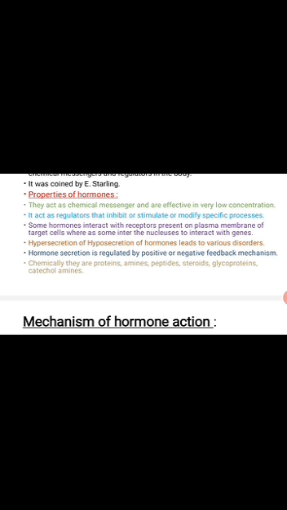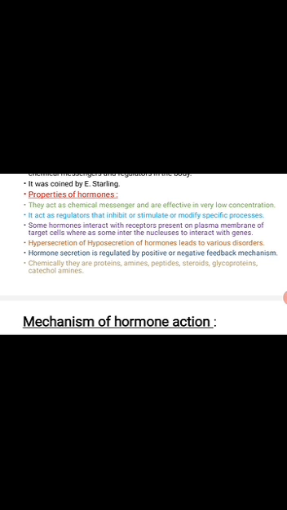Chemically, the hormones are proteins, amines, peptides, steroids, glycoproteins, and catecholamines. So chemically these hormones are of different types. Hormones may be protein in nature, they may be steroid, amine, or peptide. Hormones may be glycoprotein or they may be catecholamine. So these are the different properties of hormone.